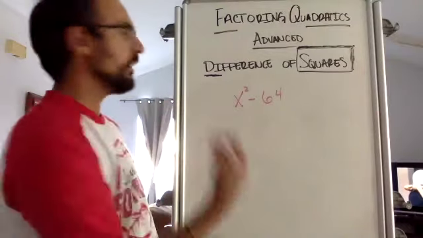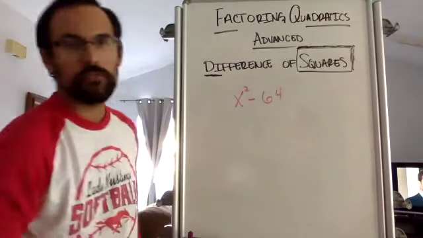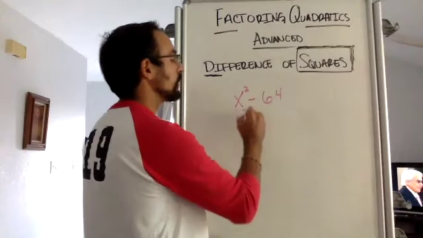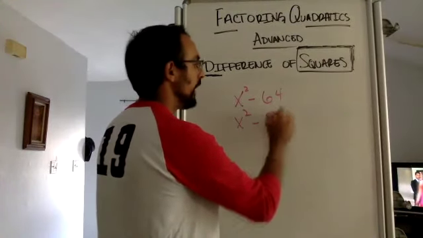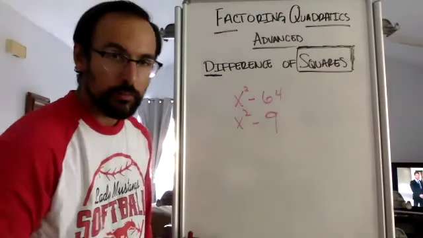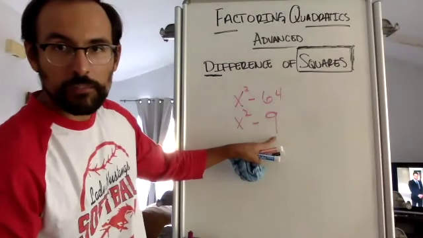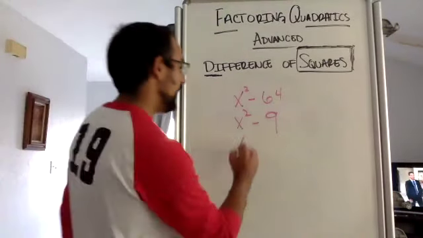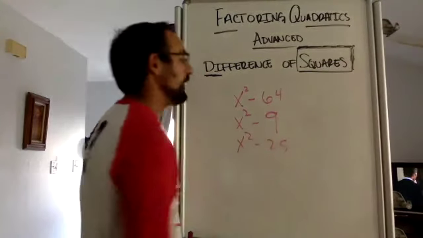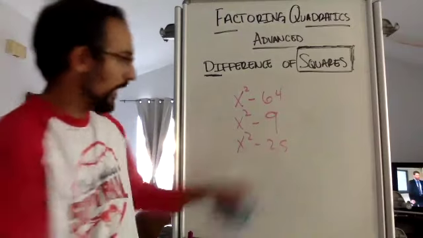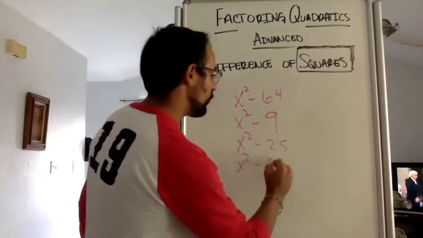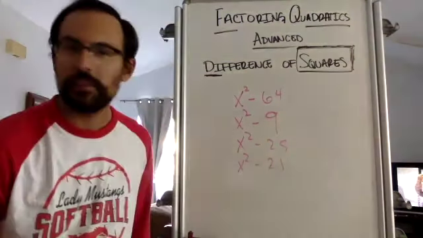So 8 squared is 64, which is why 64 is a perfect square. X squared minus 9 is a perfect square because 9 can be written as 3 times 3. X squared minus 25 is a perfect square because 25 can be written as 5 times 5. X squared minus 21 is not a perfect square.